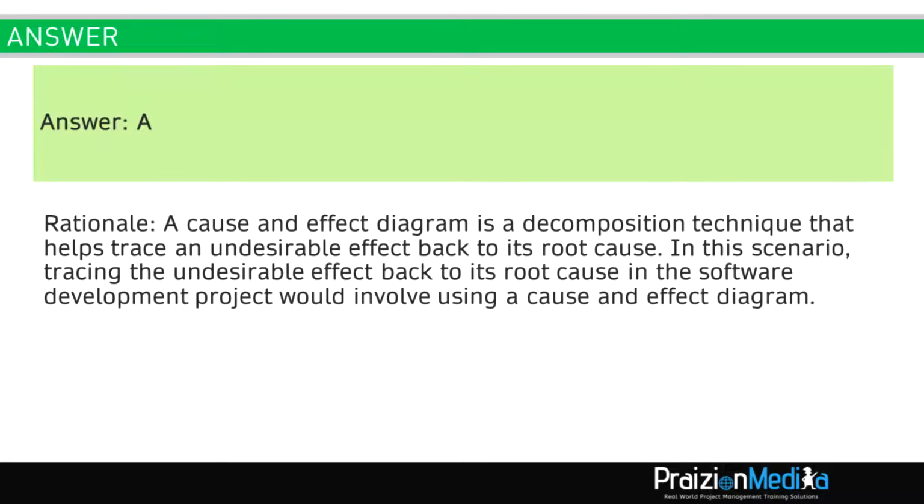Answer: A. Rationale: a cause and effect diagram is a decomposition technique that helps trace an undesirable effect back to its root cause. In this scenario, tracing the undesirable effect back to its root cause in the software development project would involve using a cause and effect diagram.